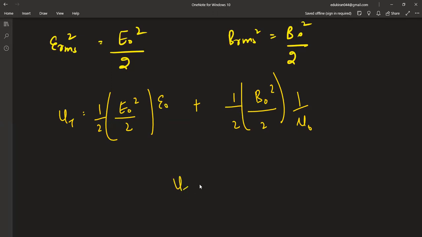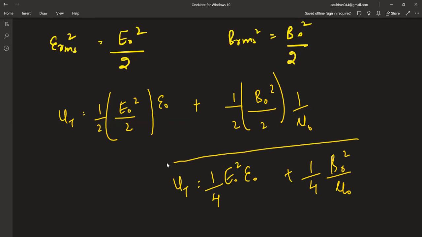Right. So finally the difference between DC and AC will arise by this digit, that is 2. This will be half of it, because here we are getting 1 by 4. The rest of the part is same. This is the peak value of electric field square into epsilon naught plus 1 by 4 B naught square by mu naught. So this is the formula.